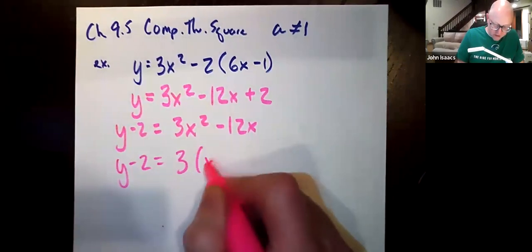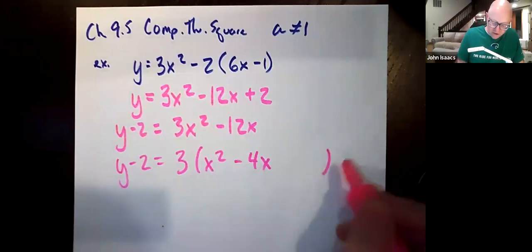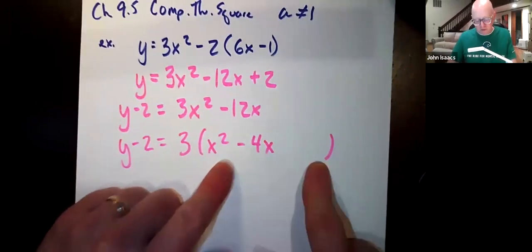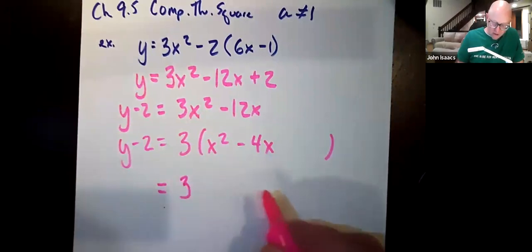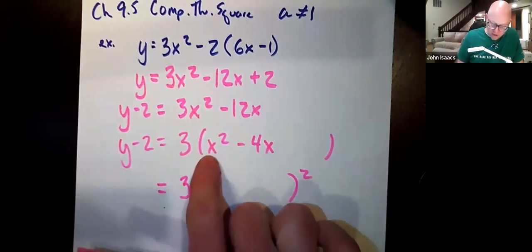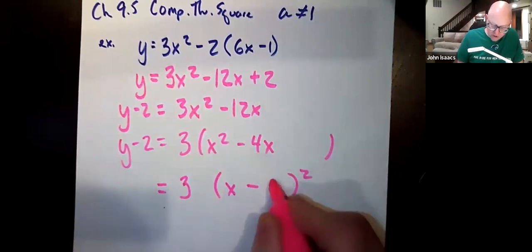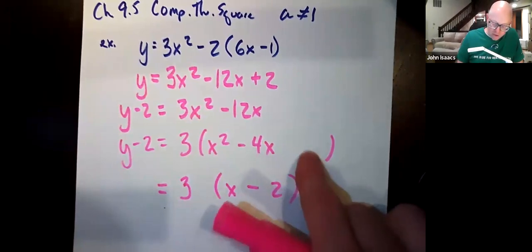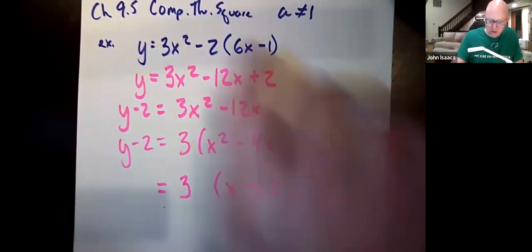3 times x squared minus 4x. Now, I'm going to leave a space here because I need to complete the square with this piece now. Okay, we're going to complete the square with this piece. Now, in doing so, let's see what happens. We're going to wind up with something squared. So in order to get this, we're going to wind up with x. In order to get this as our middle term, we're going to wind up with minus 2. Remember that this is always half of this. And then what we put here to get this needs to complete the square. So this is the completing the square part.